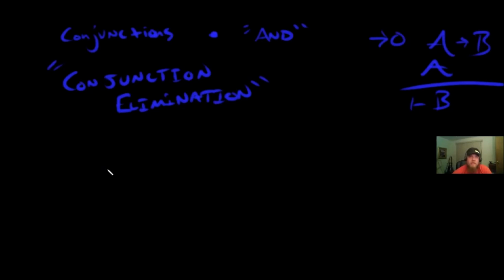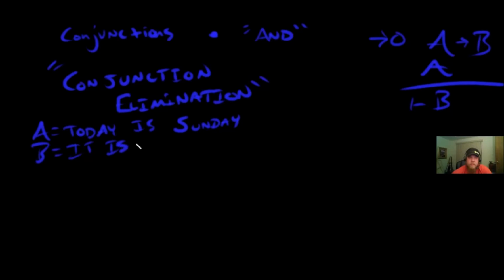Let's take the exact same stuff I was using a moment ago. Let's say A stands for today is Sunday, and let's say B stands for it is raining. Okay, let's say that's the case, we had it just a moment ago. Here's the way conjunction elimination works, the shorthand form of which I call and out or dot out. It looks like that.